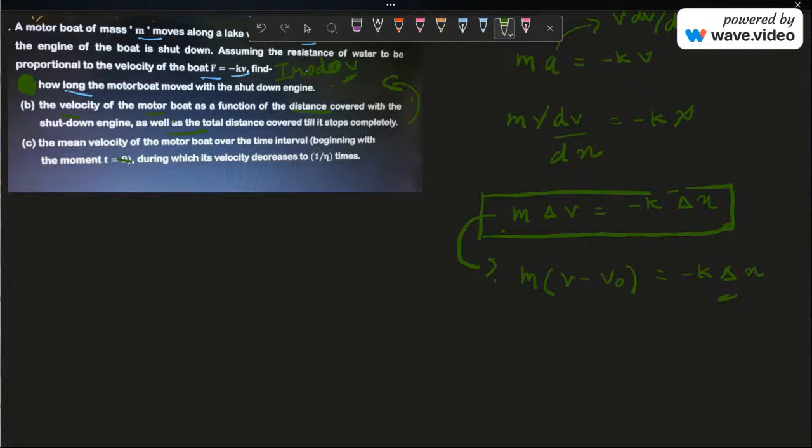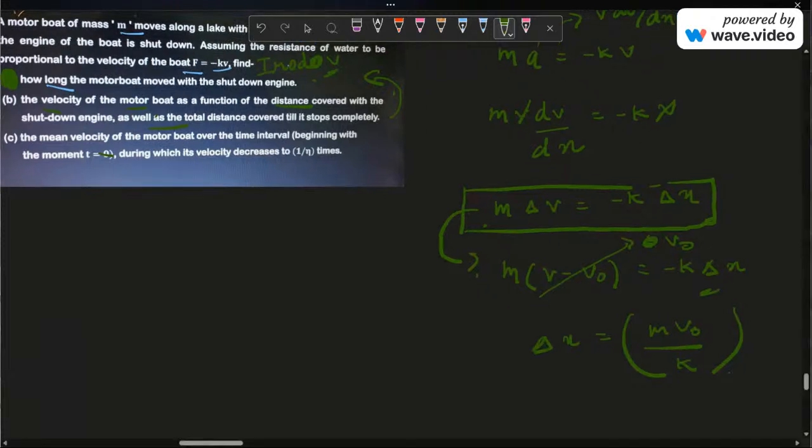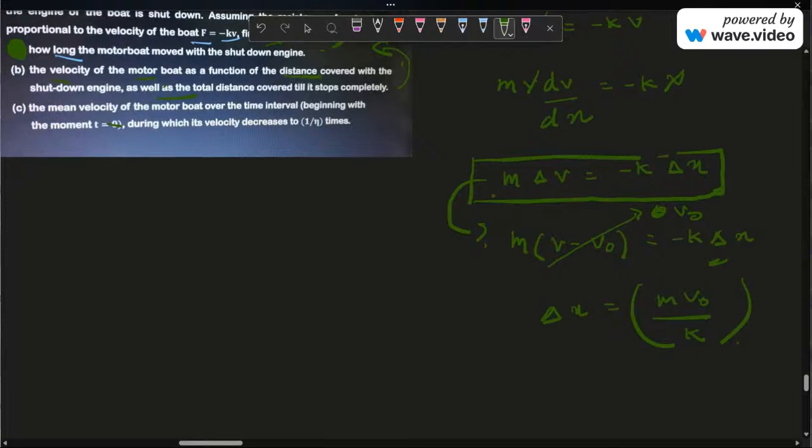Now when it will stop, the delta x will come out to be m v naught upon k. The final velocity is 0, the negatives will cancel out, so m v naught upon k will be the delta x. Now if we have to find out the time, the acceleration is not constant.